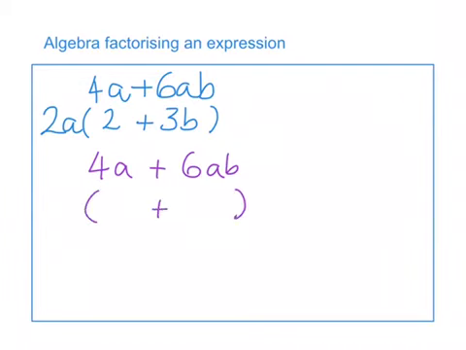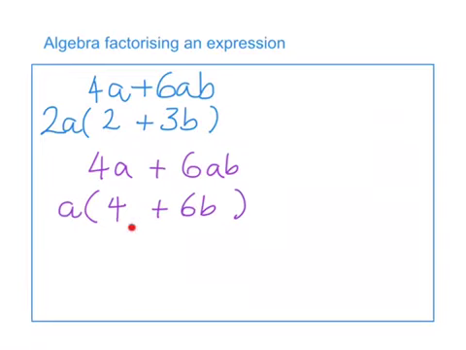So I put in my brackets and the plus sign, and I've taken the a outside of the brackets, and then I've said here, well, 4a divided by a, that leaves me with a 4, and then I've got 6ab, taken the a out, so I've got to divide by a, so that's going to leave me with 6b. So I've realised now that I've got an expression with the a outside, but I've got 4 plus 6b inside the brackets, and this can still be factorised further because 4 and 6 are even numbers.